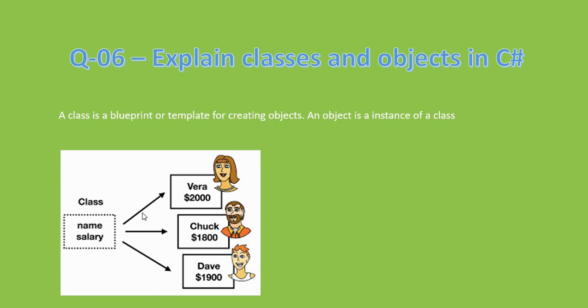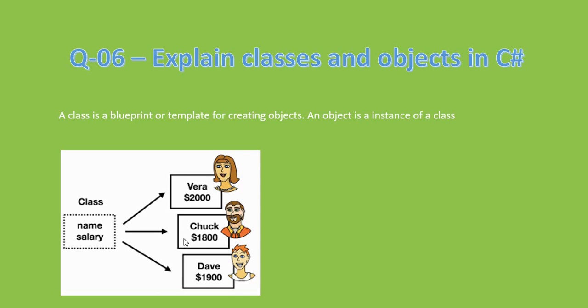As an example, this employee class has properties like name, salary, and it has some methods as well, right? But it has no data. It is a common template or common blueprint for creating specific instances, right? This is a class. Class is a common template or blueprint, right? It has no associated data.